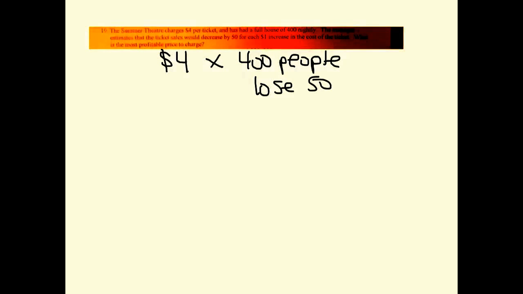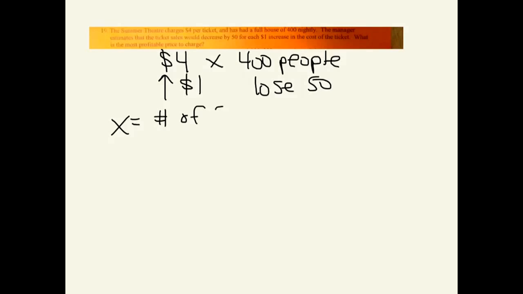Okay, so let's look at number 19. Right now the charge per ticket is $4, and at that price they can fill a theater of 400 people. So the manager estimates that the ticket sales will decrease by 50 people, so you're going to lose 50 people every time you increase the price by $1. So the key to this question is figuring out how many times you have to increase the price. So x is going to equal the number of $1 increases in price.